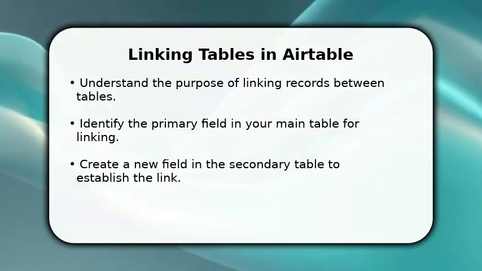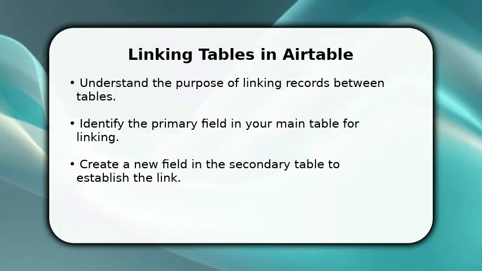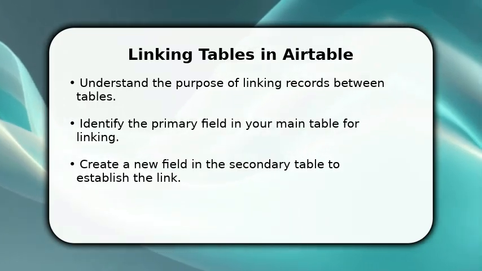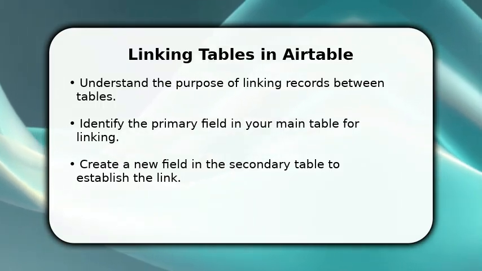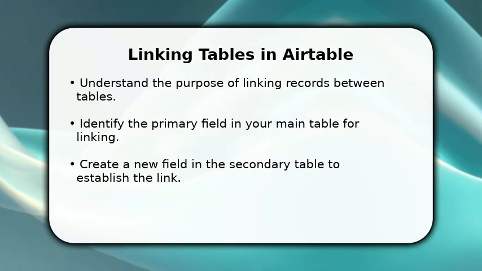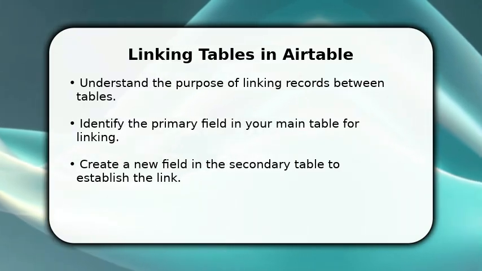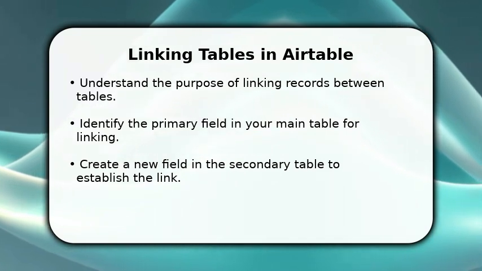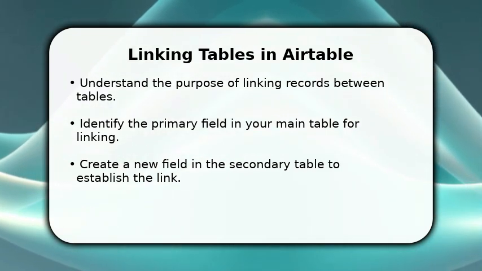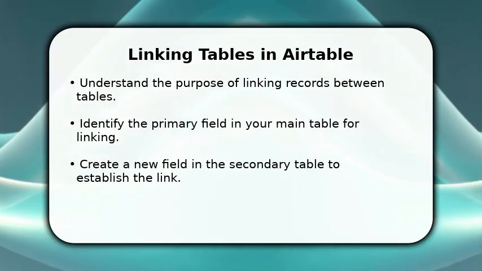Begin by identifying the primary field in your main table. This field uniquely identifies each record. Next, navigate to your secondary table where you want to establish the connection. You will then create a new field specifically designed for linking records. This foundational step is crucial for building robust database relationships.